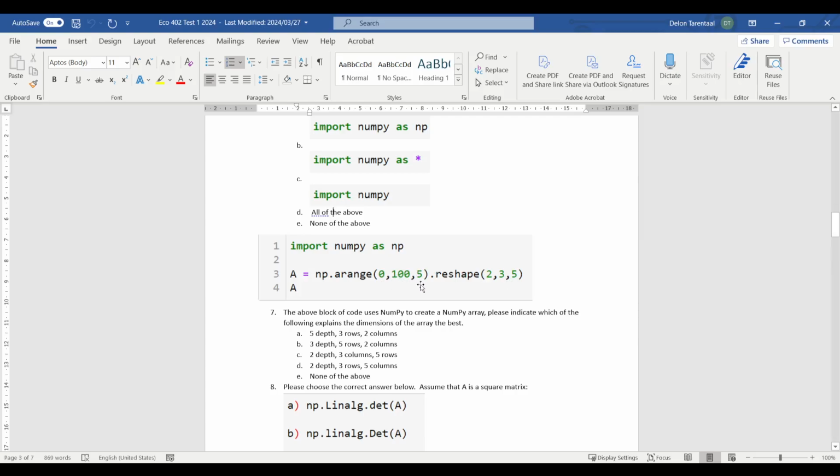If I try and cast 20 elements into a matrix that can take 30 elements, I'm going to get an error because it's going to be blanks. Right? So therefore, it's none of the above.